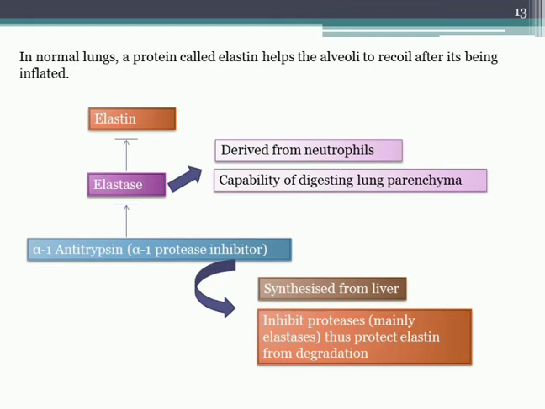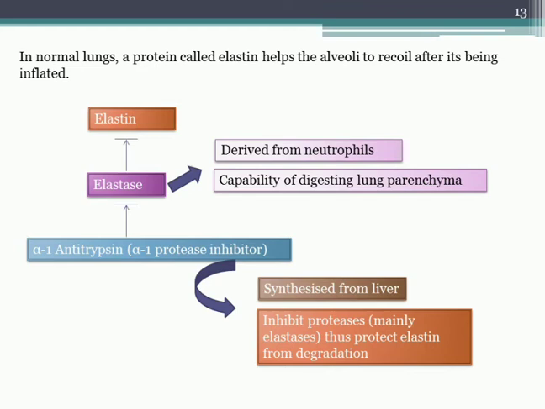The locus of the antitrypsin gene is found on chromosome 15. That's why I told you there is a small genetic influence in the emphysema patient. So alpha-1 antitrypsin helps the elastin do its job, or rather it prevents the elastase from degrading the elastin.